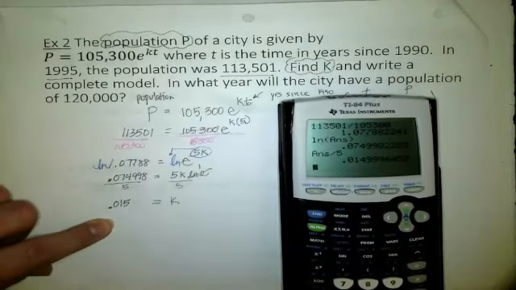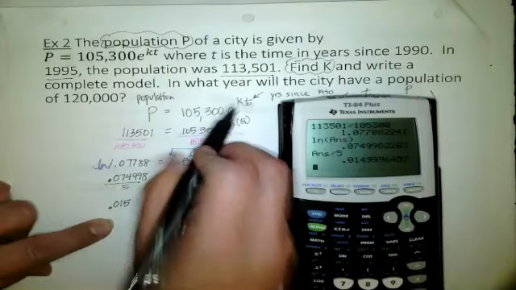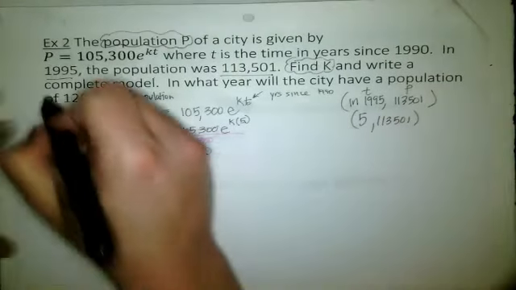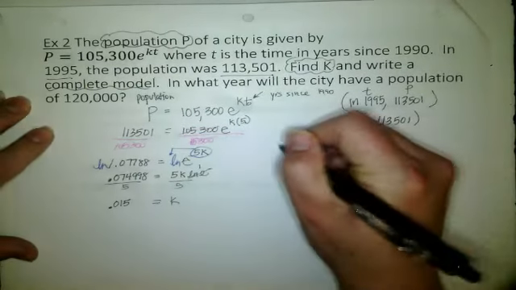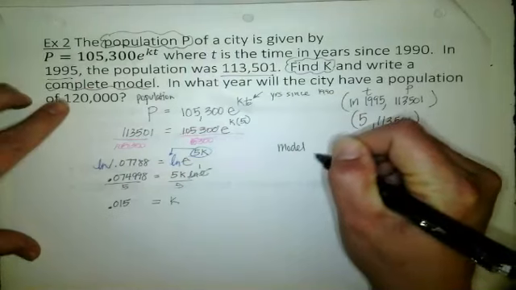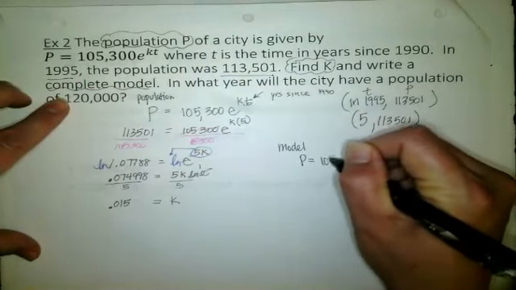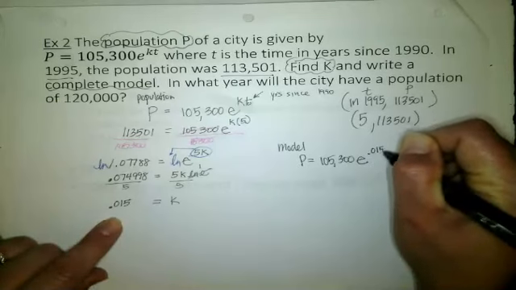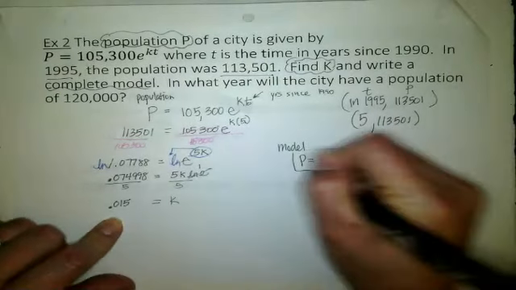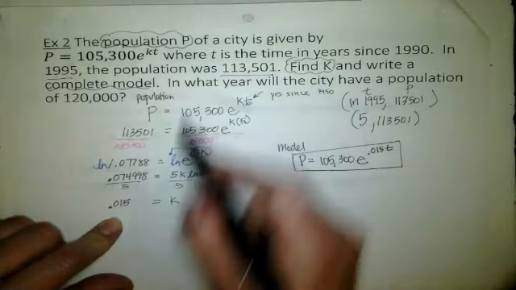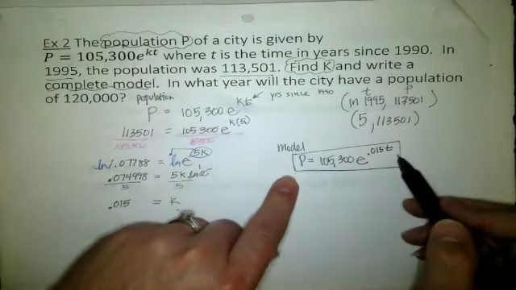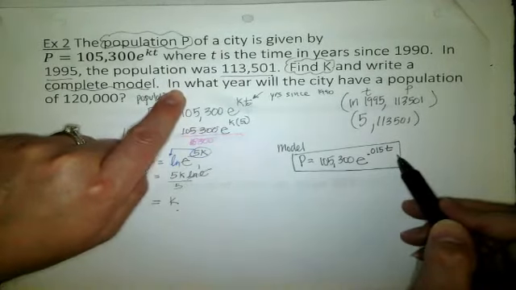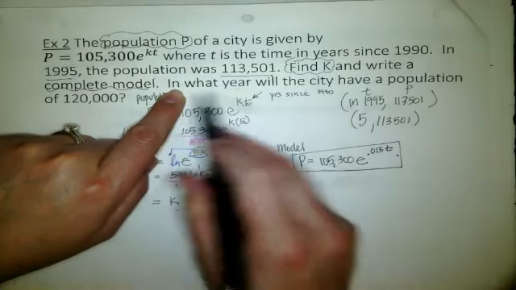All right, so now that's information that I'm going to plug back in so that I get a complete model. So that's the second part. We want the complete model. That model would be P equals 105,300 e to the 0.015t. So there is our complete model. So first we solve for k, then we write the model, and then we answer the question we actually want to know information about. In what year?